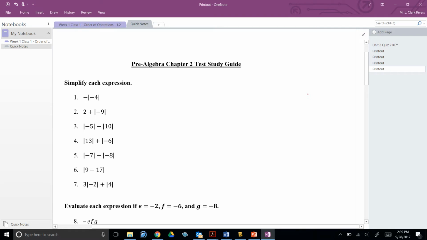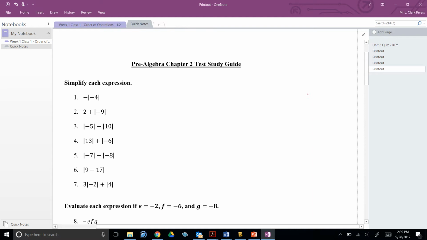I'm going to go through some of the study guide problems to kind of help you along in your process as you get ready for the test tomorrow. I'm not going to work every problem, but I'll work a number of the problems here. Start out with number 6. This was a common problem that people had a hard time with.